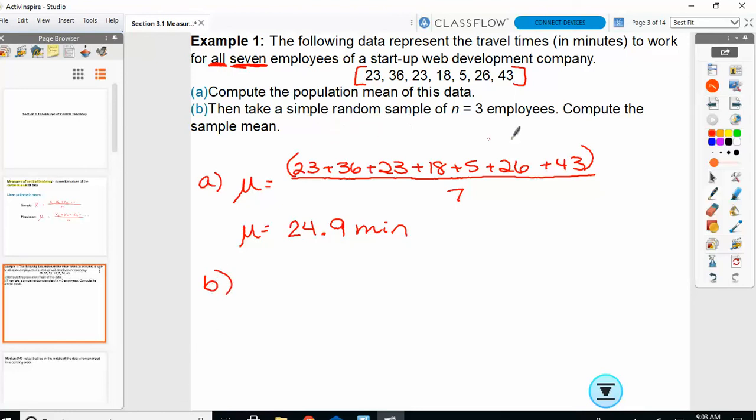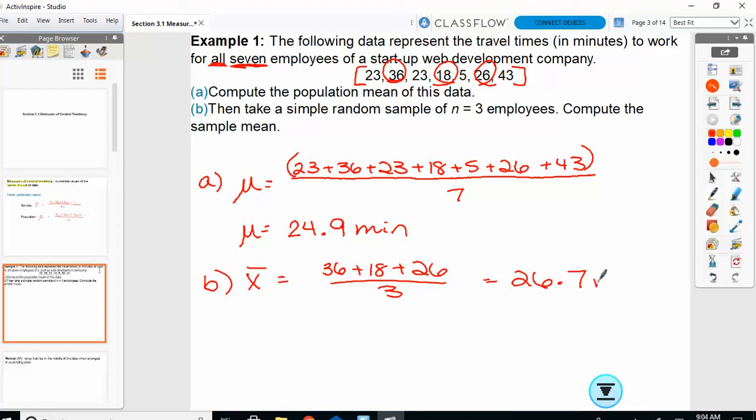B, take a simple random sample of 3 employees. Did I tell you which 3 employees? No. So maybe I took every other one. So this time, if I'm looking at the 3, would that be a sample or a population mean? Sample. So that's x bar. So you add up those, and then we would divide by 3. 26.7.